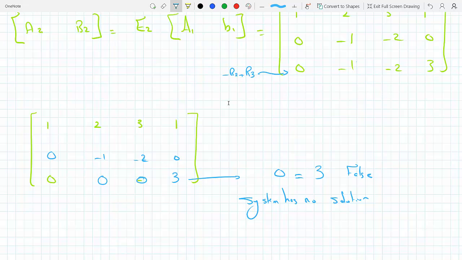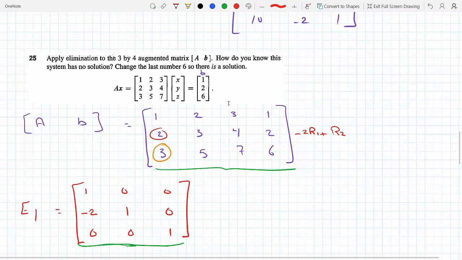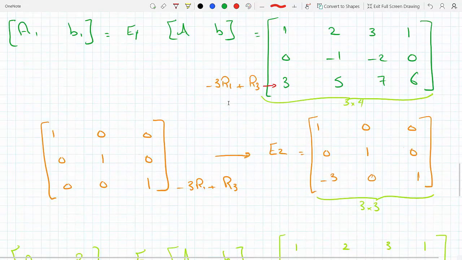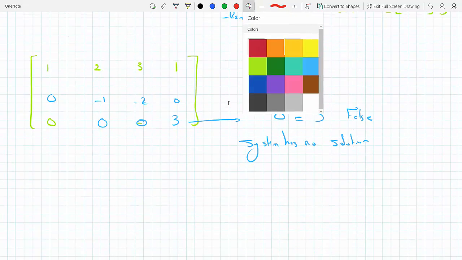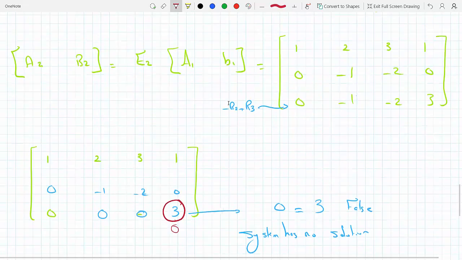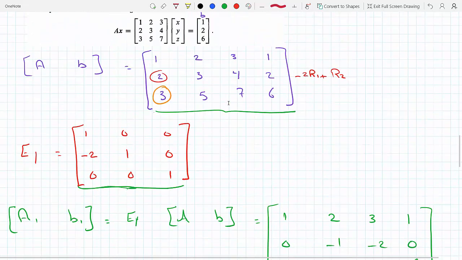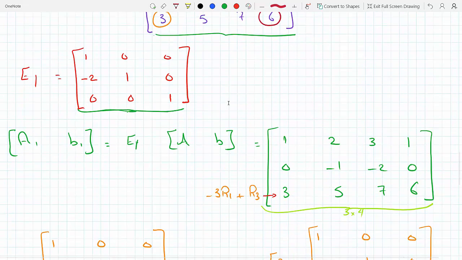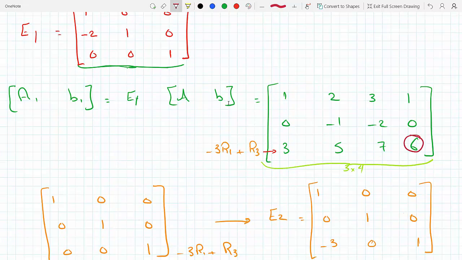Okay, now to get a solution, now the question goes on to say, change the last number 6 so that there's a solution. You can see that the problem is with this last number here. Had this last number been 0, if this guy had been a 0, 0 equals 0, that means the system would have infinitely many solutions. So this needs to be a 0. Now remember, this wasn't actually a 3. On the first stroke, let's track it from the very beginning. So this was a 6, and on the first elimination it stayed a 6, so nothing happened here.